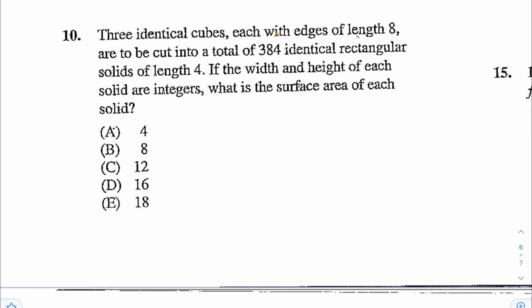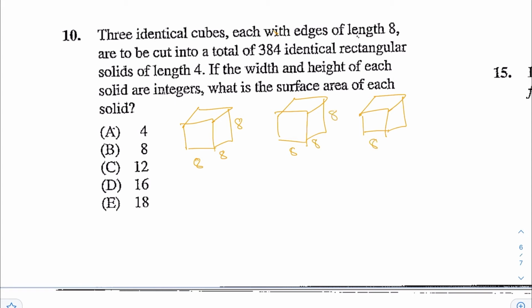For question number 10, 3 identical cubes, each with edges of length 8, are to be cut into a total of 384 identical rectangular solids of length 4. If the width and height of each of these solids are integers, what's the surface area of each of these solids? So here you actually have 3 cubes, and you're going to cut them into 384 smaller pieces. Now for these cubes, all sides are equal, and in this case they're all equal to a side of 8. So what we can do is find the volume of these 3 cubes. The volume of a cube is side cubed. So side times side times side. That's why the power of 3 is called cubed.